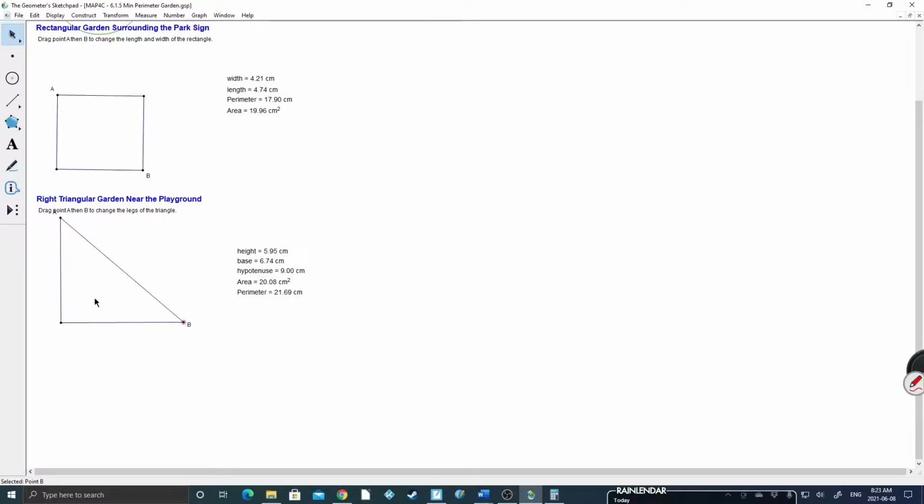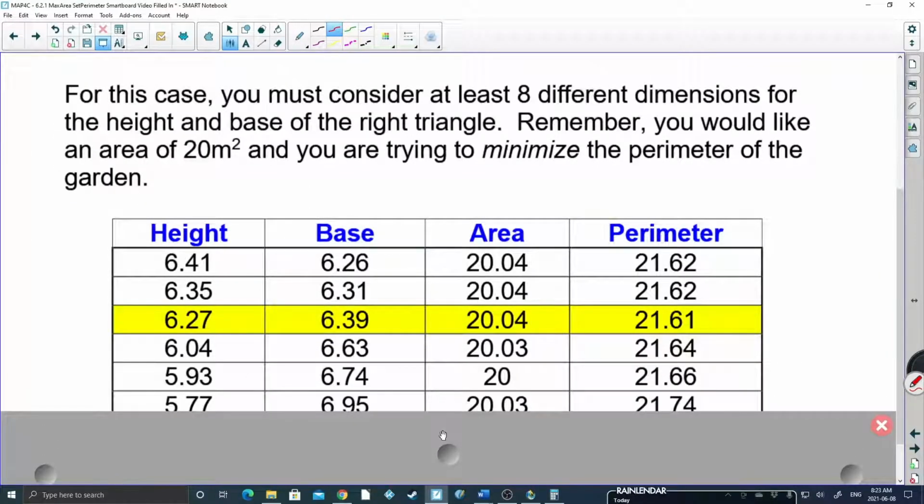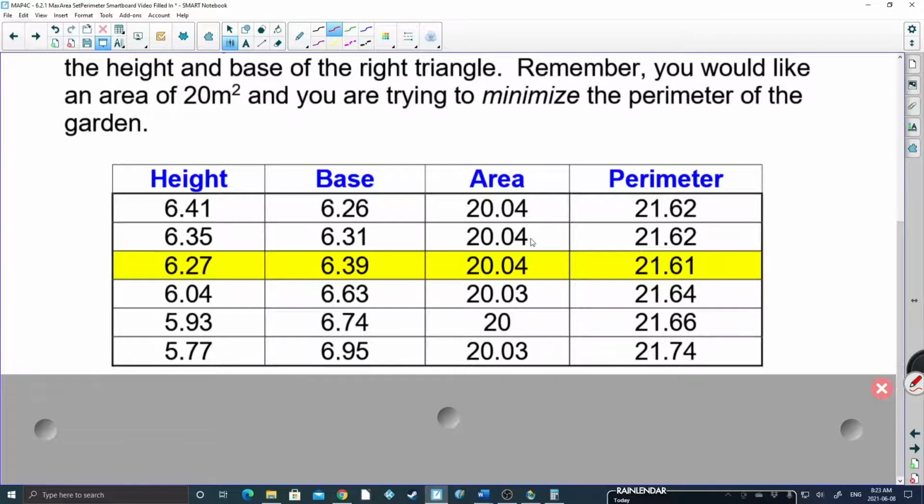Okay, I'll just show you another one. Can you see something happening with this length here and this length here? If we go back to the table here, now I didn't do 8, I only did 6, but you can see my perimeters were pretty similar for the first two and a little bit different for the last 3. The smallest one I could get was 21.61 with an area of about 20.04.